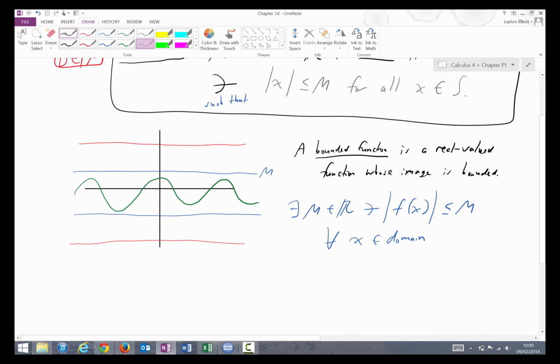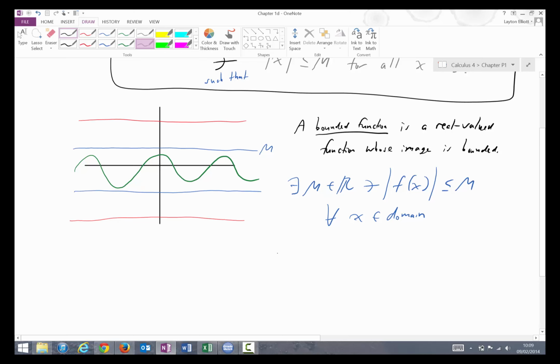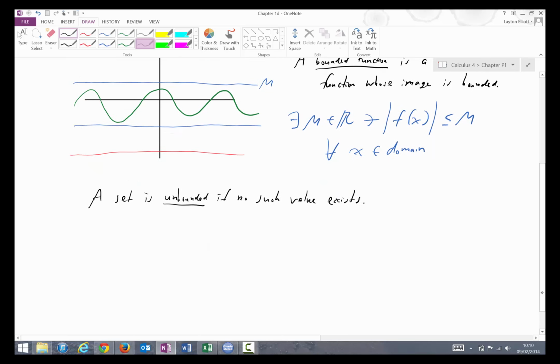Now unbounded. Unbounded means I could just say a set is unbounded if there exists no such m. No such value exists. So that's kind of like divergent, or divergent series, but not quite. Unbounded just means I can't find any such value. So most graphs that we think of, curved lines or parabolas or anything, are actually unbounded or represent unbounded functions.